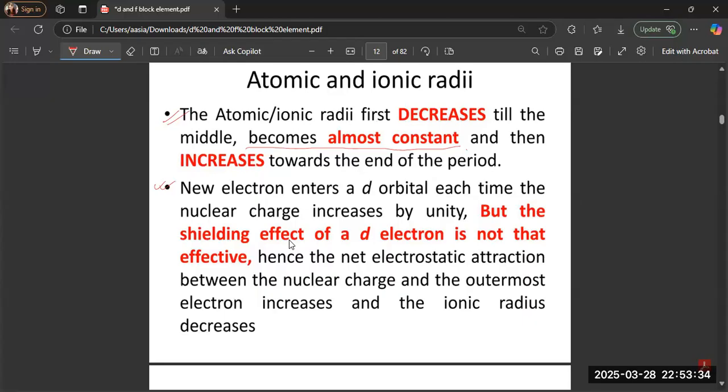But the shielding effect of a d orbital is not that effective. When a new electron enters, the shielding effect will happen, right? But in the case of d electron, it is not that effective. So hence the net electrostatic attraction between the nuclear charge and the outermost electron increases, and the ionic radii decreases. Just remember that. When the net electrostatic attraction between the nuclear charge and outermost electron increases, the ionic radii will decrease. It is just inversely proportional to that.